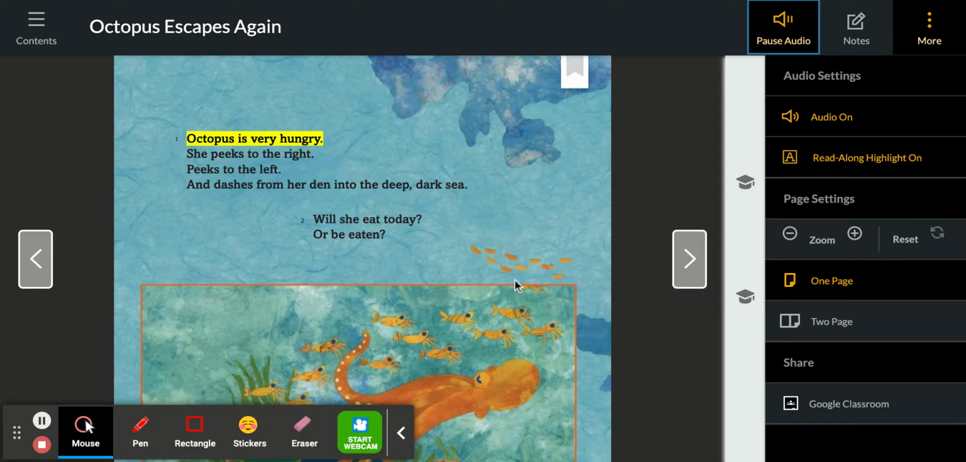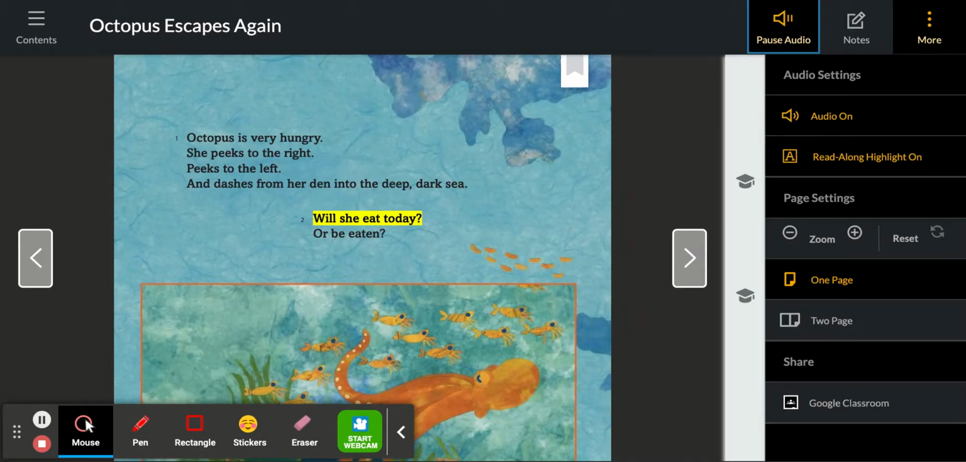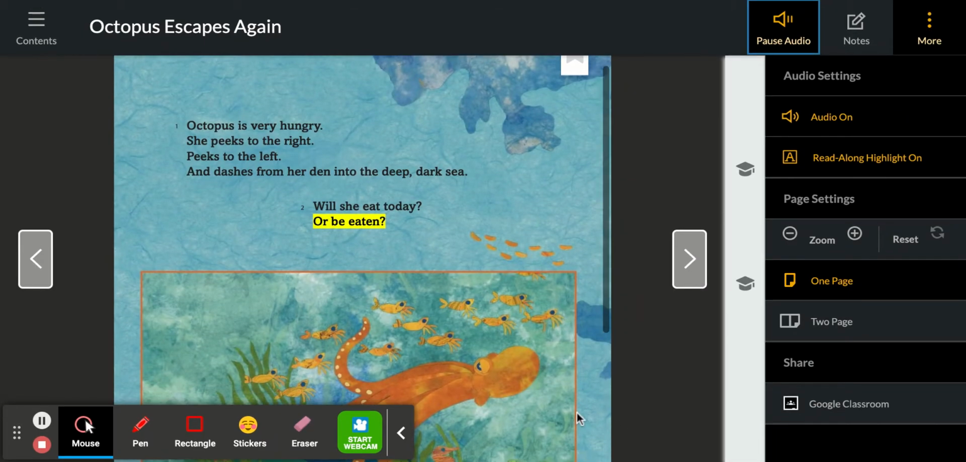Octopus is very hungry. She peeks to the right, peeks to the left, and dashes from her den into the deep, dark sea. Will she eat today or be eaten?